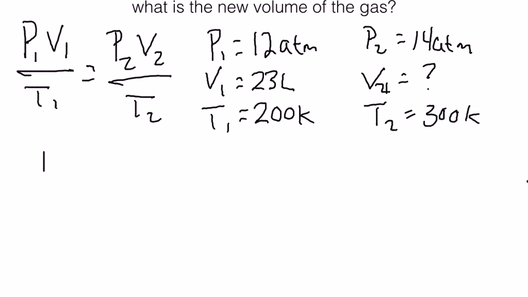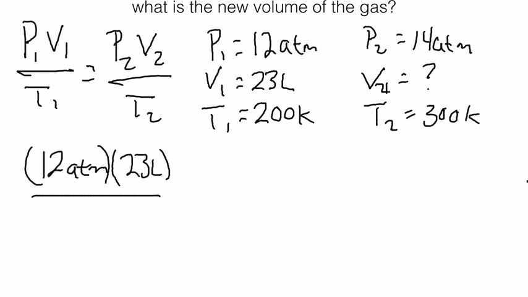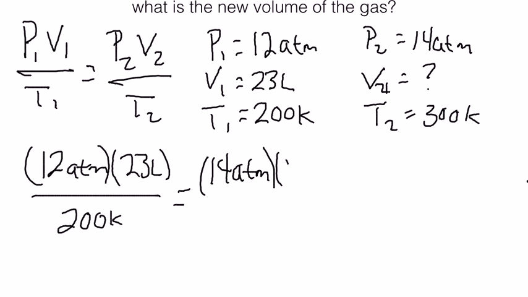Be sure you carry your units. We have 12 atmospheres times 23 liters divided by 200 Kelvin. Set that equal to P2, which is 14 atmospheres, times V2 over T2, 300 Kelvin. Now it's just time for a little bit of algebra.